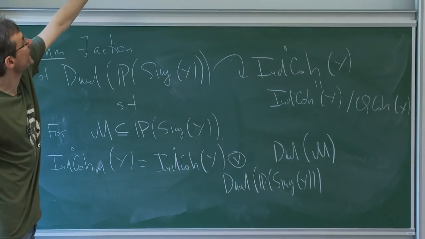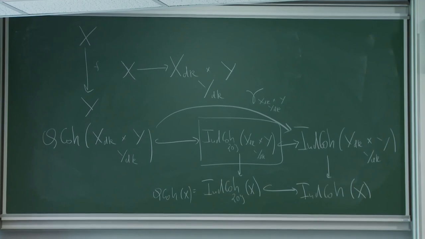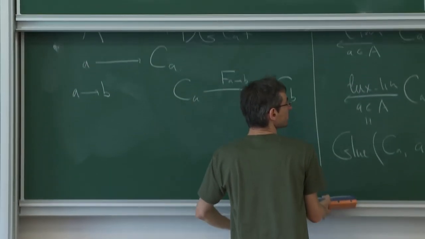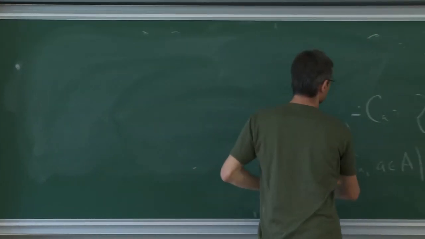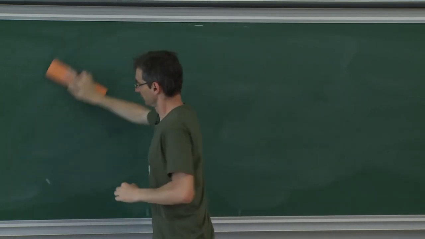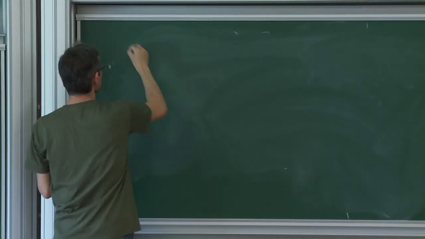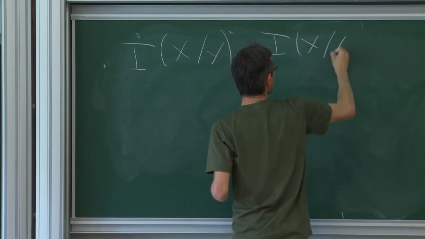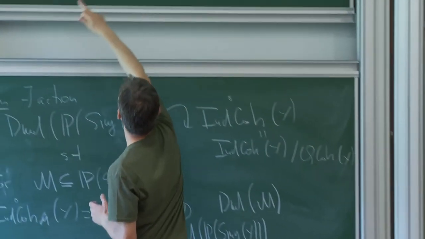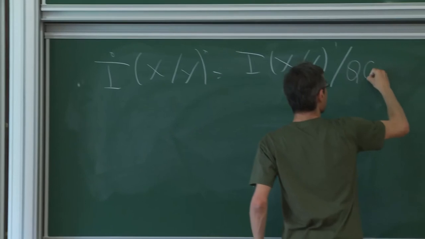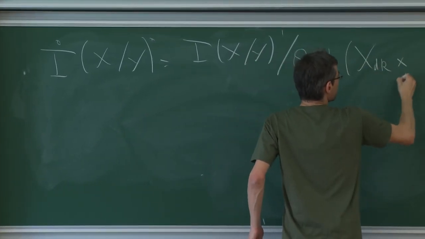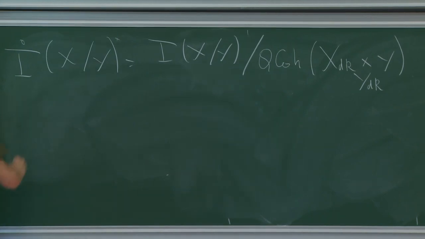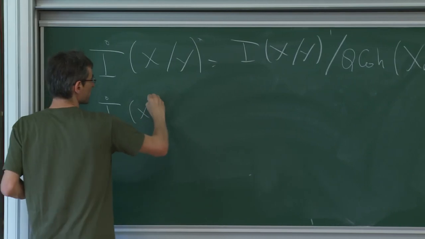And point B of the theorem pertains to the situation when we have not just Y, but X over Y. We'll leave that for a second. So let me also introduce the notation I naught X over Y. It will be I X over Y, where I kill the boring part, the quasi-coherent part. So point B says the following: this category I naught can also be expressed.